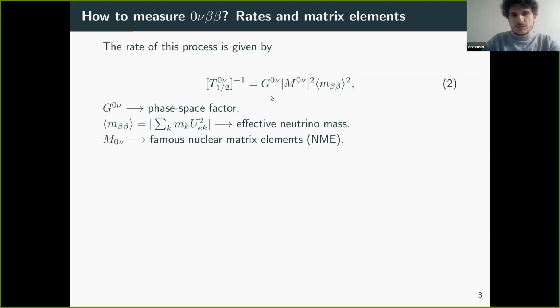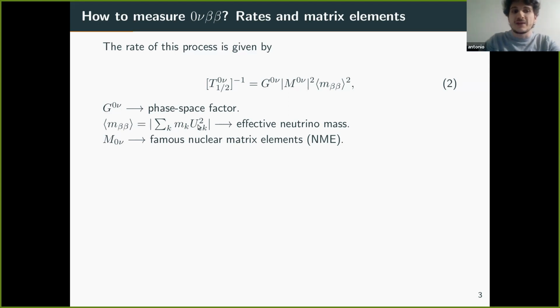First, we have these G quantities, which is just a phase space factor. It's a very complicated integral with all the kinematics of the reaction, but everything is under control here. There's not really any approximation that we cannot take control of. So everything is okay with the G factors here.